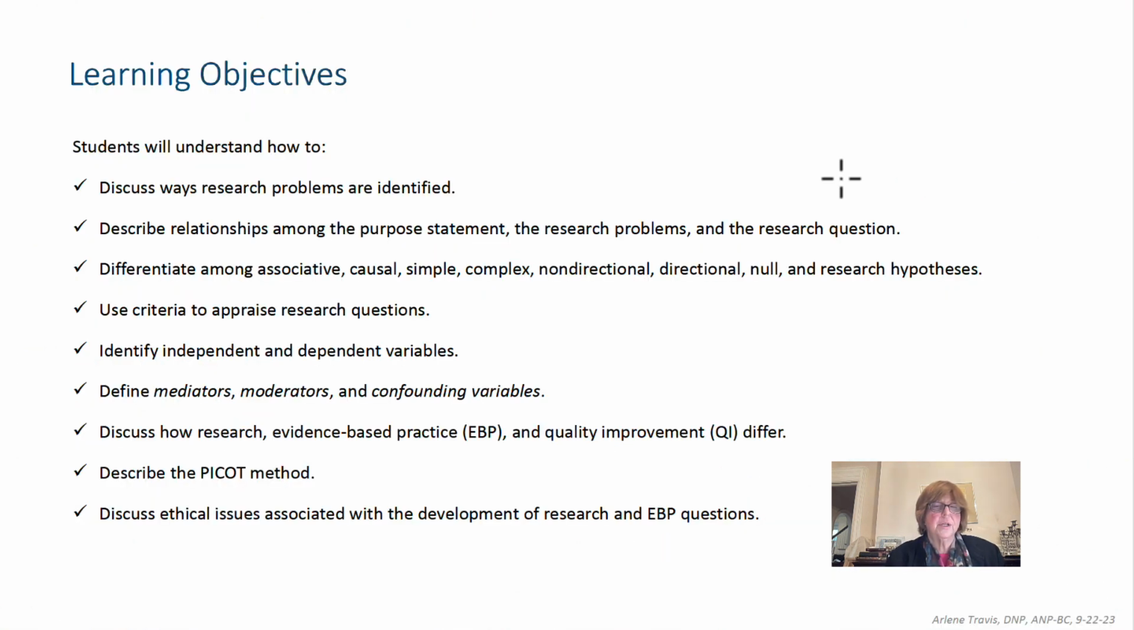So the learning objectives are: we're going to discuss ways research problems are identified, discuss relationships among the purpose statement, the research problems, and the research question. We're going to differentiate among associative, causal, simple, complex, non-directional, directional, null, and research hypotheses, which we'd already gone over earlier. We're going to use criteria to appraise research questions. We're going to identify independent and dependent variables. We're going to define mediators, moderators, and confounding variables. And we're going to discuss how research, evidence-based practice, and quality improvement differ. And we're going to describe the P-code method and discuss ethical issues associated with the development of research and evidence-based questions.